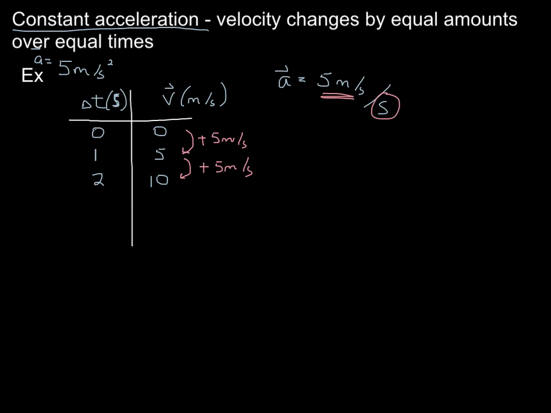We can keep that pattern going. So after 3 seconds, I add another 5 meters per second. Now I'm going 15. And after 4 seconds, I add another one, and I'm up to 20 meters per second. And so on. That just keeps going, dot, dot, dot, on both sides. This amount of speed that I'm adding every second, that's my acceleration. So that thing right there is acceleration. And again, what we're saying is the acceleration is 5 meters per second per second. For every 1 second that goes by, my speed increases by 5 meters per second.